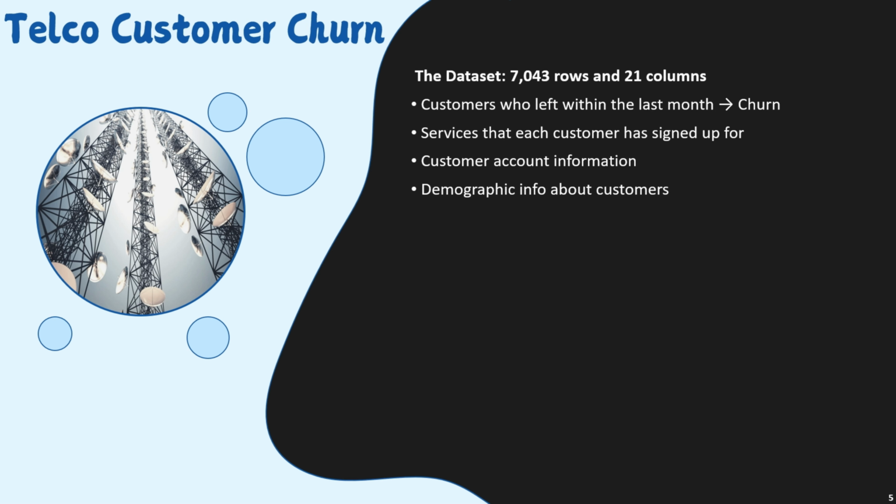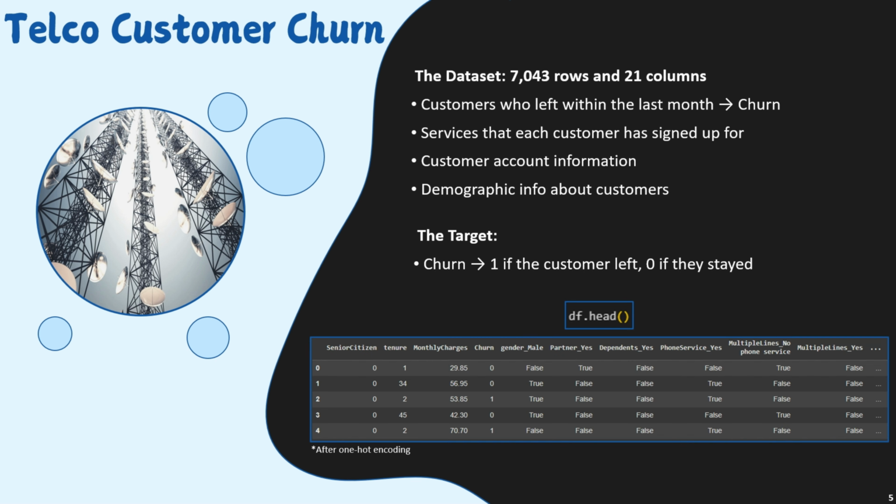So now let's go over a practical example using the telco customer churn dataset. This dataset includes 7,043 rows and 21 columns. It goes over customers who left within the last month, services that each customer has signed up for, customer account information, and demographic information about the customers. The target variable is going to be churn, 1 if the customer left, and 0 if they stayed. I ran dataframe.head to visualize the dataset, and after one hot encoding, this is what the results look like.